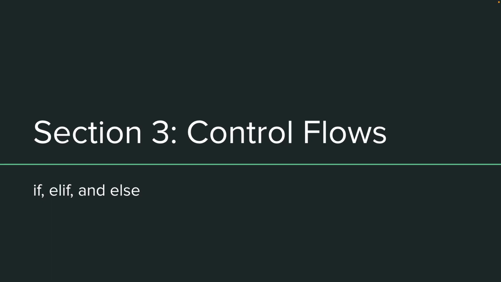In real life, we make decisions all the time. If I'm hungry, I'll eat. If it's raining, I'll carry an umbrella. Python does the same thing using conditional logic and control flows. So let's try to understand this with some hands-on code.